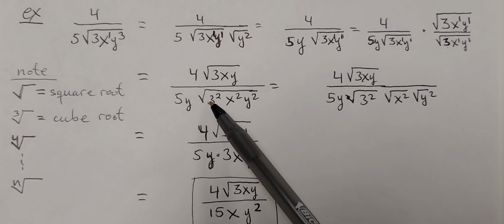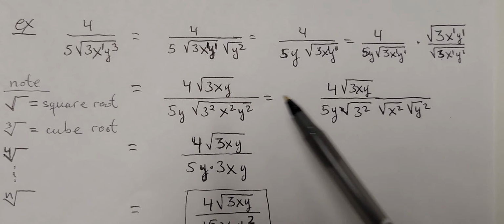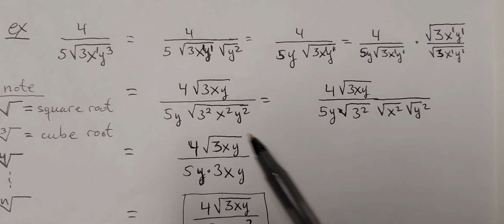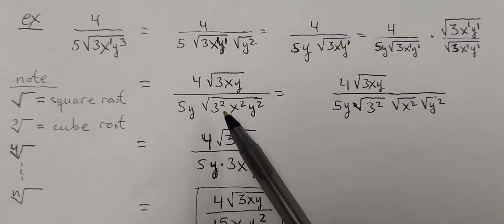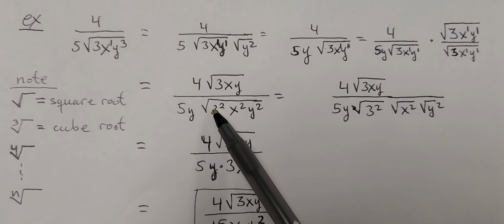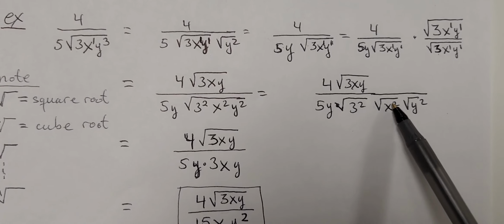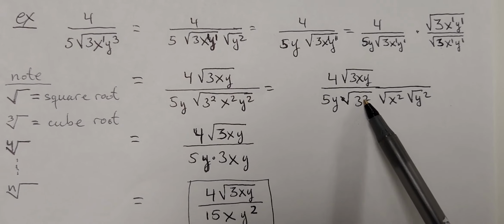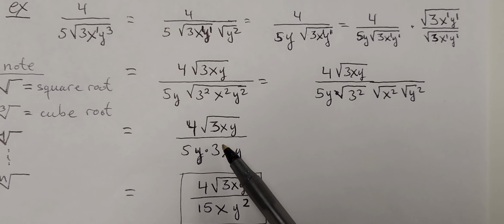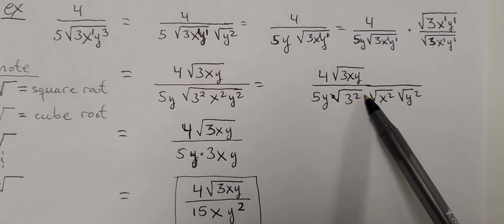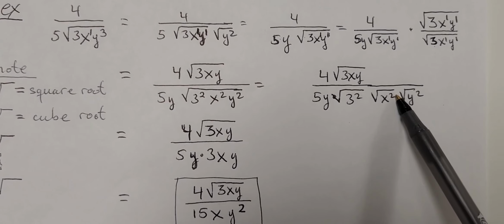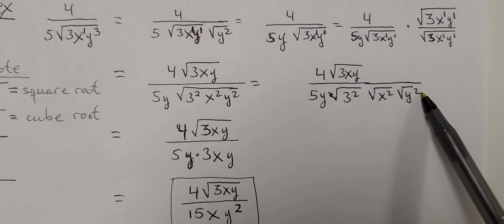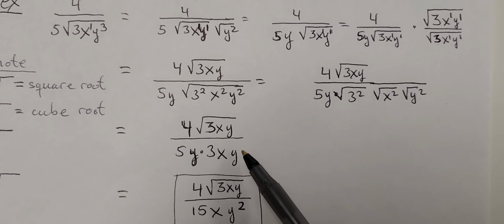So square root of 3 squared, square root of x squared, square root of y squared. One more time, all 3 of these are under the square root, so I will separate them individually, and that's what I have here. And as before, square root and square can be canceled out, so that's where the 3 came from. Square root and square cancel out, and I have this x. Square root and square cancel out, so I have this y.